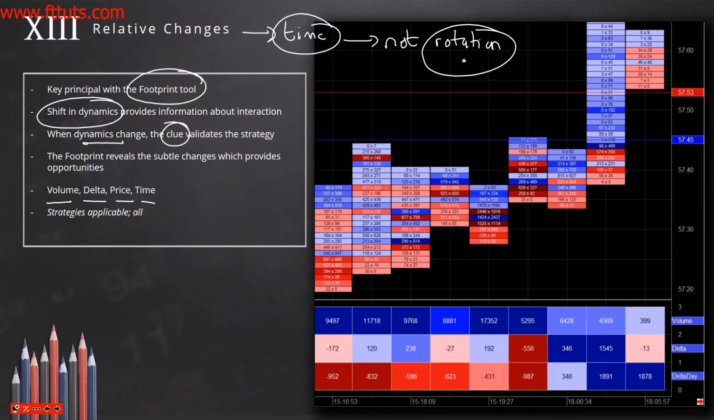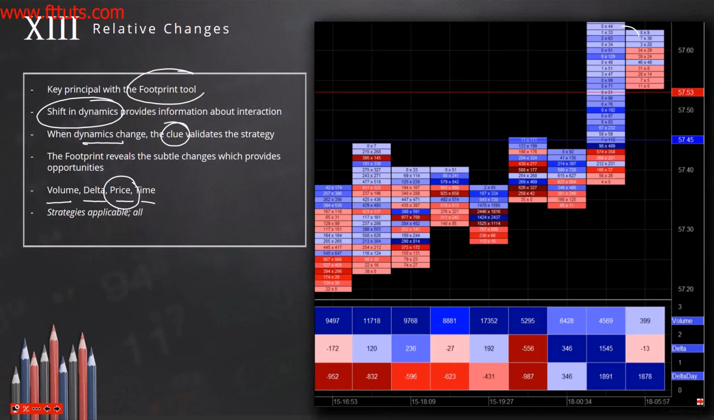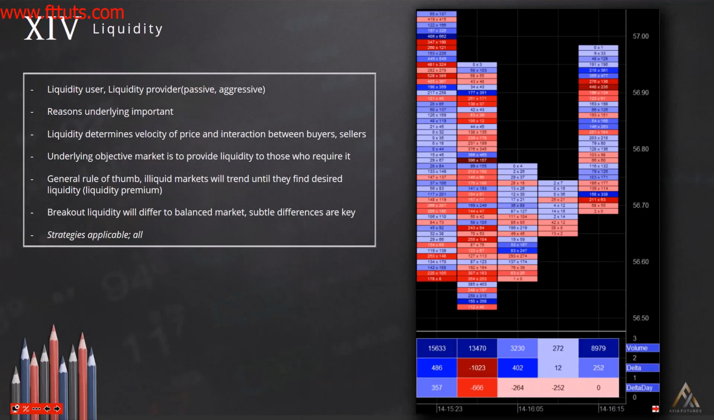Just in terms of price, I think that's probably the least obvious. What I mean by relative price is the dynamic or the price response. In other words, it's a relative shift in how prices are being auctioned. So we can see the relative shift from, say, these two rotations compared to this rotation is very different. Now, we're going to talk about relative changes throughout all of the strategies. Alright, let's move on to the next principle then, liquidity.